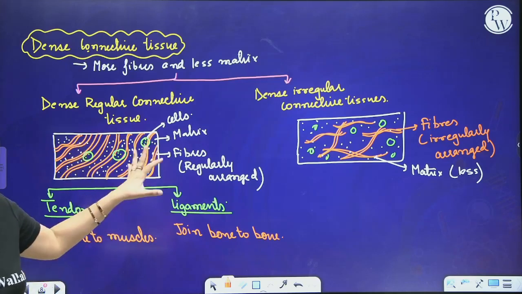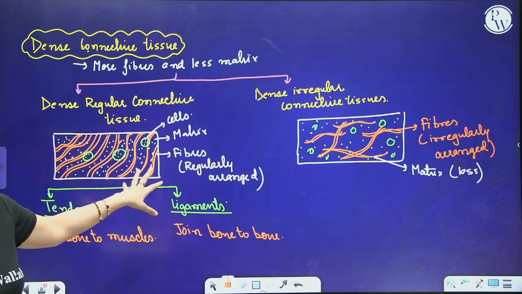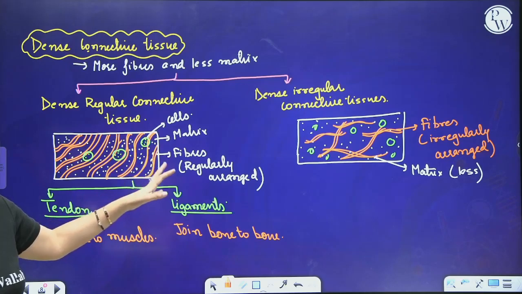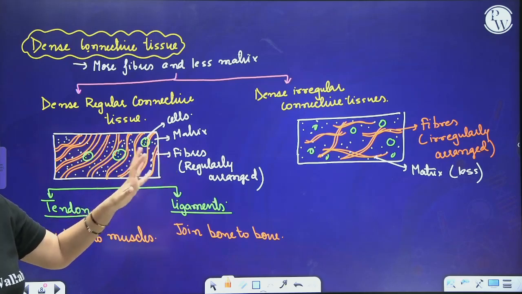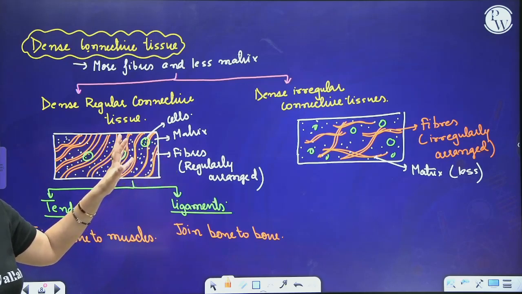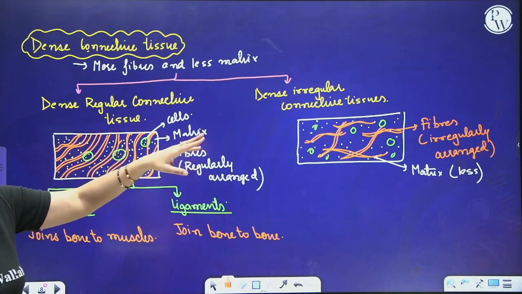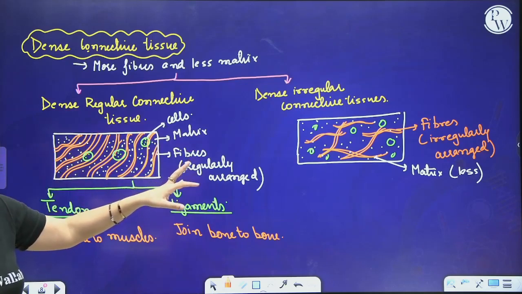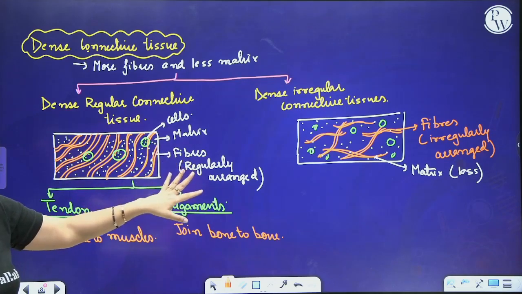So dense regular, you can see how regularly they are arranged, in a beautiful manner. They will be parallel to each other. That means they have a regular pattern of arrangement. Whereas when we talk about the second one, the dense irregular, the arrangement which you can see is like this.